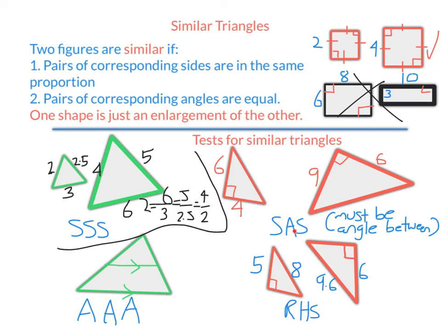The SAS test is a little more difficult because it must be 2 pairs of corresponding sides in the same proportion and the angle between them. So if I look at these 2 triangles, 9 over 6 is equal to 6 over 4. Both are equal to 1.5. What does that mean? This side is 1.5 times this side. This side is 1.5 times that side. So that means there are 2 pairs of sides in the same proportion. The angle between them is also equal. That's what the SAS test means. So these 2 triangles are absolutely similar.